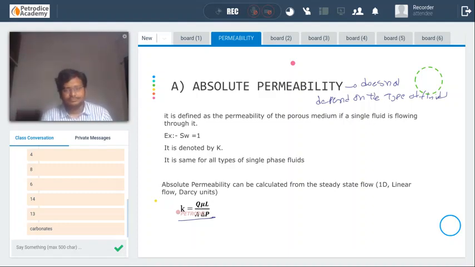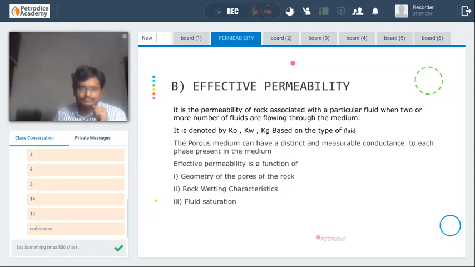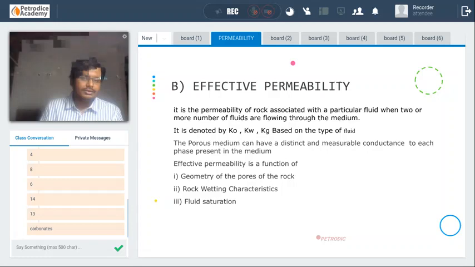Okay guys, let's go to the next one. Write it carefully. The second one is the effective permeability. This permeability is similar to the hydraulic conductivity that we have defined. Effective permeability depends upon the fluid also. Okay, guys, first write it, we will discuss it.